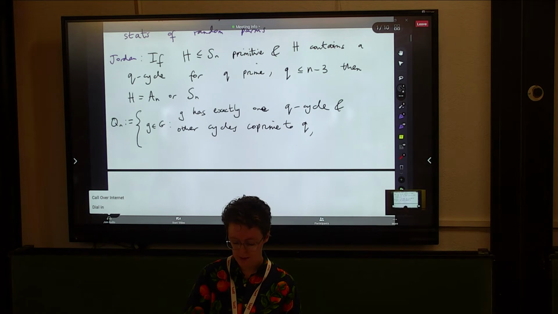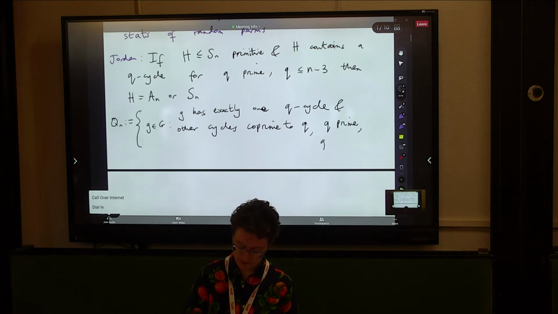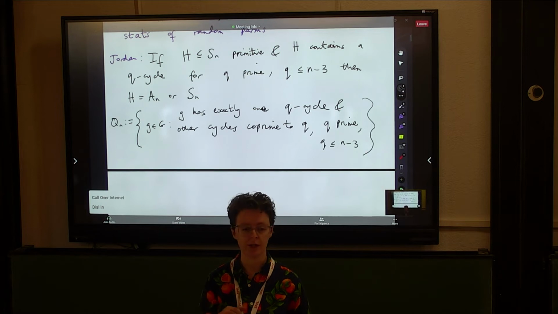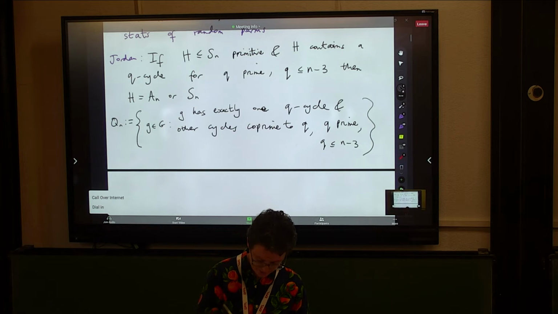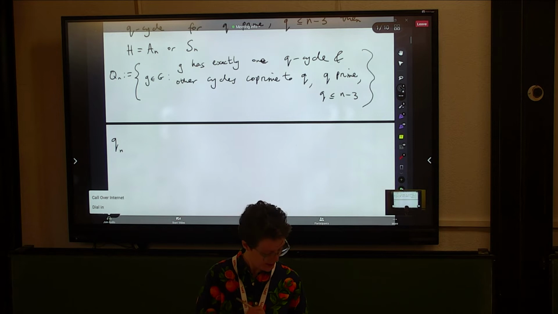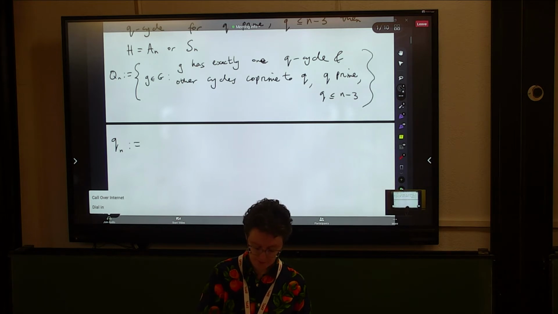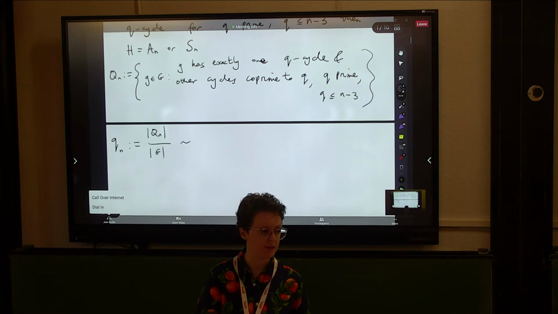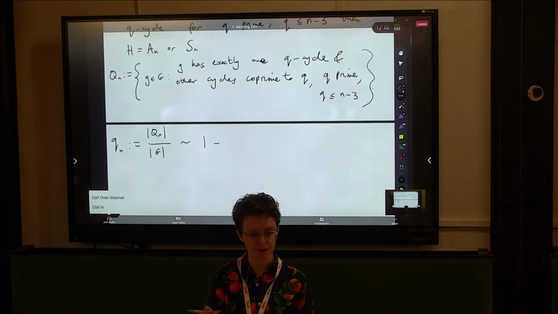And this is where q is some prime, and q is at most n-3. Okay, so you can estimate the size of this group just by looking at cycle types of random permutations. And so Dixon showed that if we let little q be the proportion of elements contained here, then it's going to be basically going to 1 as n goes to infinity.